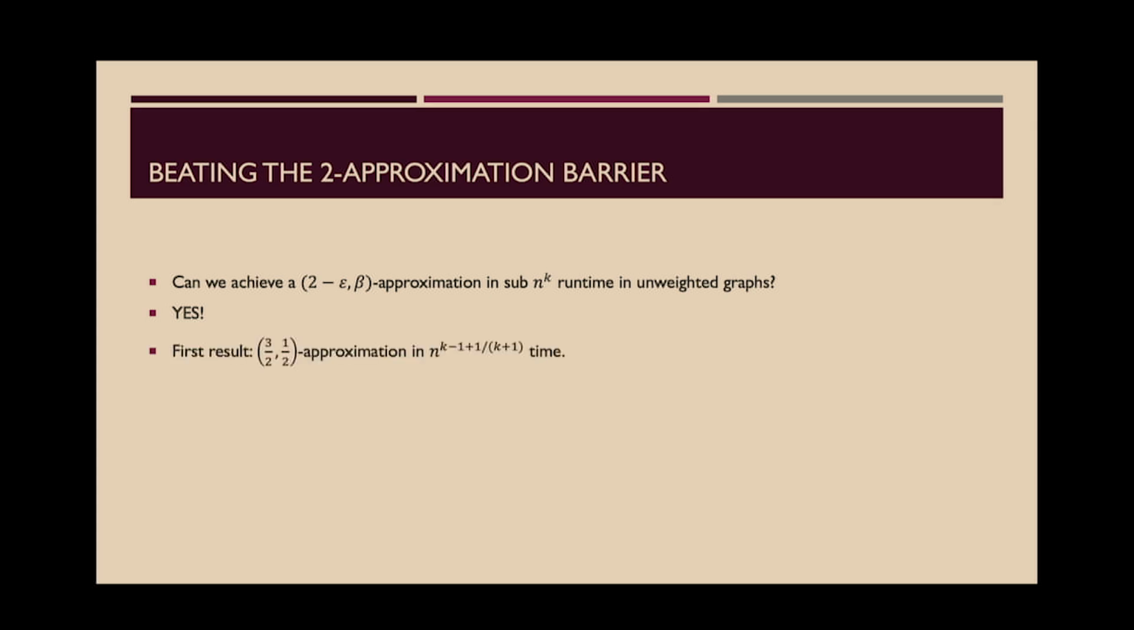A first result is that we can get a 3/2 approximation in a runtime that's slightly better than n to the k. So it beats the lower bound, but only by a little bit. Still, it's n to the k minus a little bit. We notice that if we're not in this dominating set case, so if the optimal value is not 1, this is purely better than a 2 approximation.